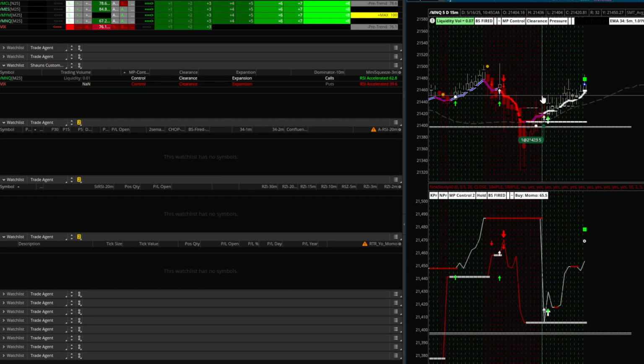And then we can still see that the bulls have the control. Clearance basically means that you've cleared the takeover attempt and now it's expanding. Okay, so we have acceleration, and you want to go ahead and do your calls, right?